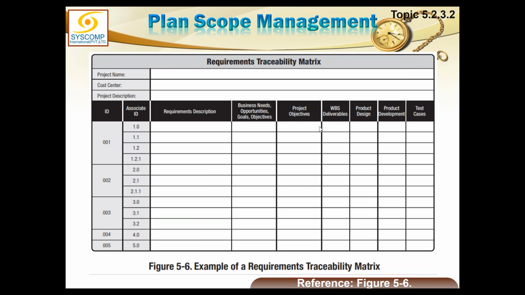So this could be a format in which you see the requirement description is here, and then it is tied up to the business need, opportunity, goal or objective for which this requirement was initiated. What was the project objective this requirement was supporting? What are the WBS deliverables this requirement has resulted in? What product design is impacted by this requirement, product development, and so on and so forth. So you see, I can trace this requirement through all these areas, and each and every requirement can be checked whether it has gone through all this. Every requirement may have its own test cases. Have those test cases been passed? And if so, then the requirement is fulfilled.